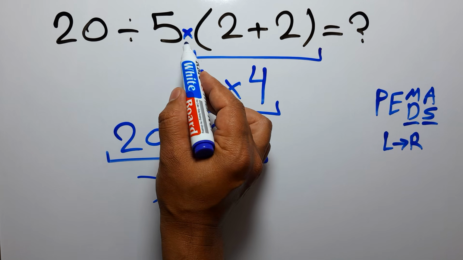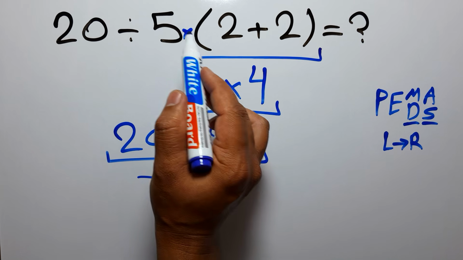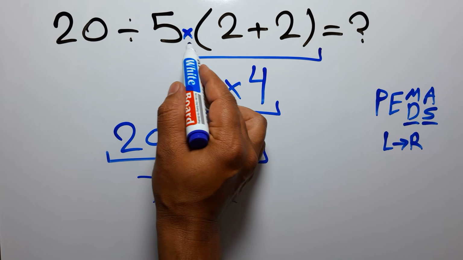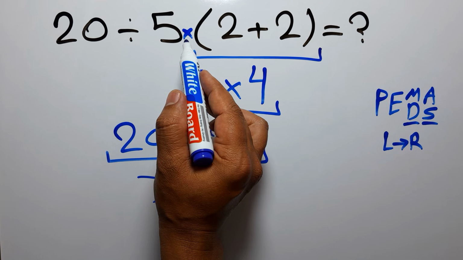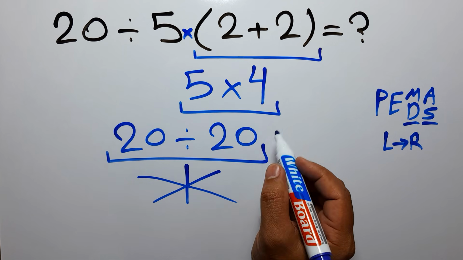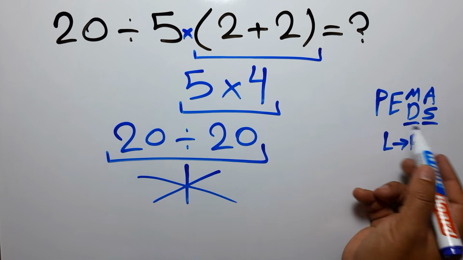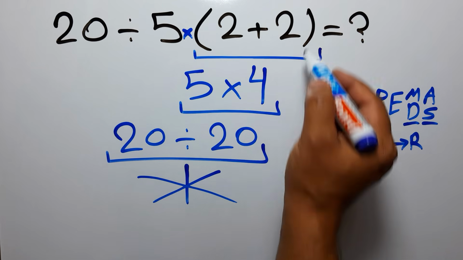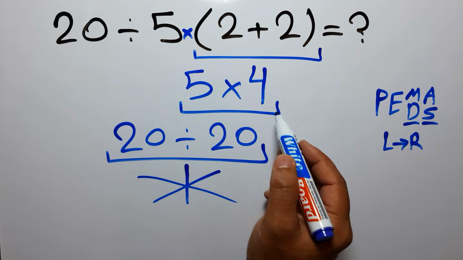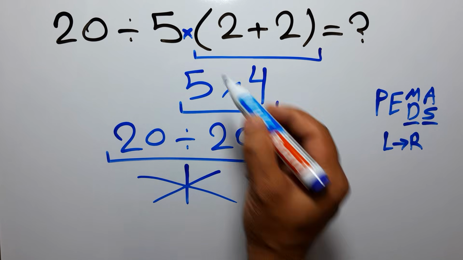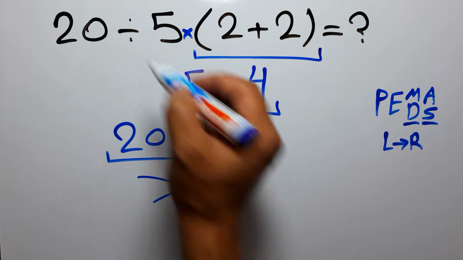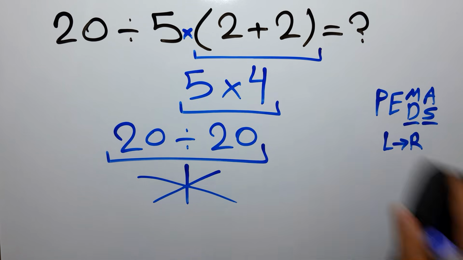Here we have a multiplication because in mathematics, when a number is placed next to parentheses, it means multiplication. And we usually don't write the multiplication sign for brevity. Okay, so according to PEMDAS, first we have to do this parentheses, then this division, and finally this multiplication. If we do this multiplication before this division, it is wrong.